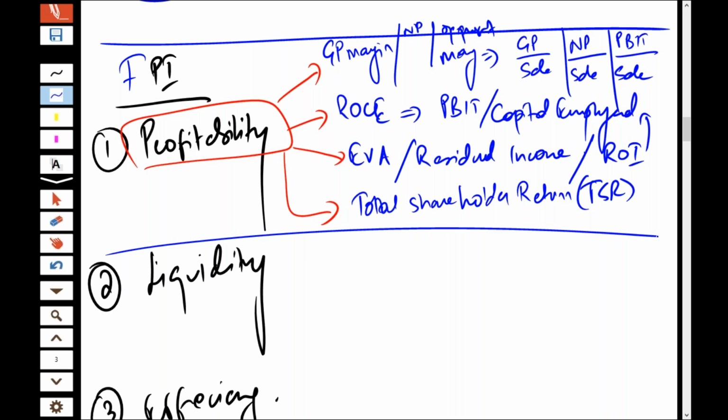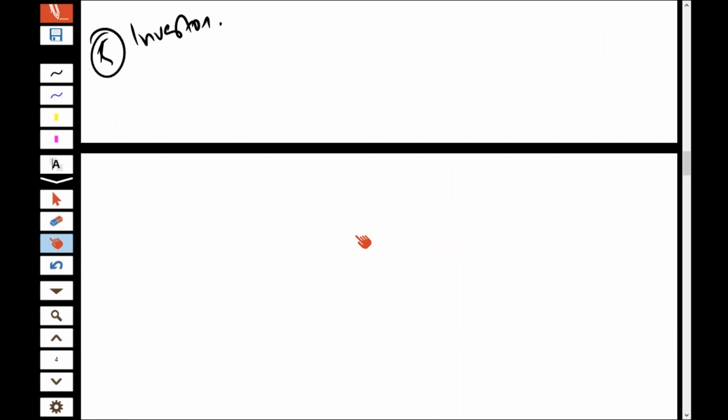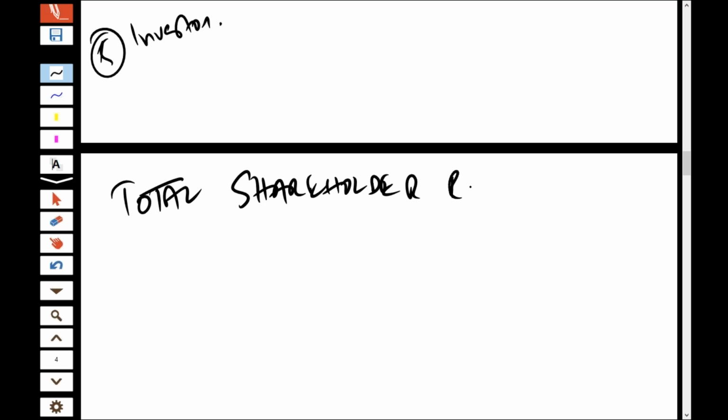How exactly do we calculate the EVA? I'm going to discuss it later on. We have got a whole topic on EVA. What is this total shareholder return? Let me explain this total shareholder return right now before I move forward. The total shareholder return, which is also known as TSR.